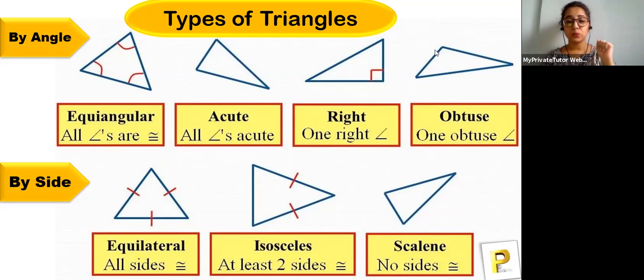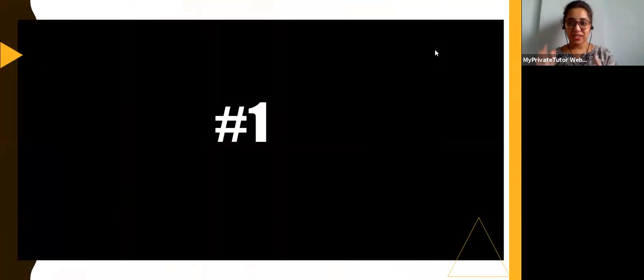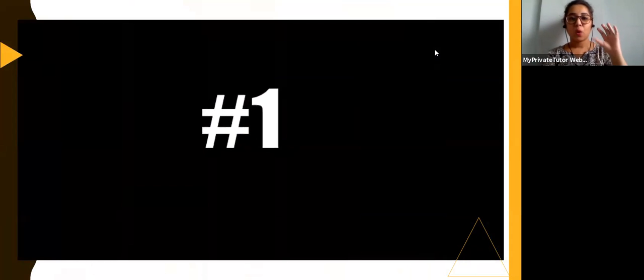I hope you're clear with what the types of triangles are. Now let's get into the next part, that is hashtag one. I hope you're clear with what triangles and the types of triangles are. Now we have hashtag one. I won't tell you now.